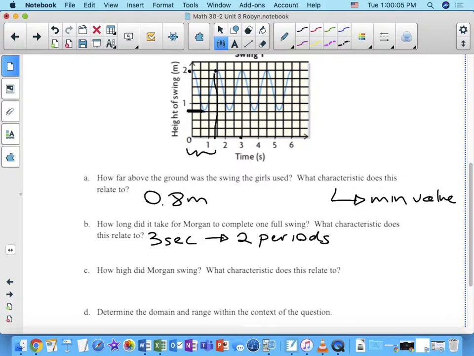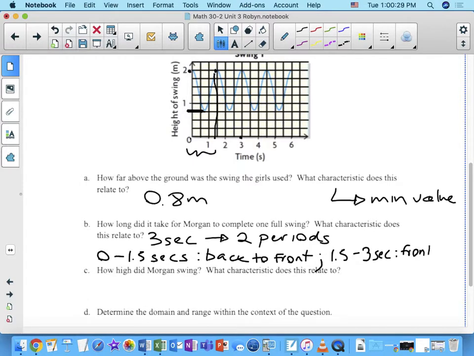So you may want to say 0 to 1.5 seconds is back to front, and then 1.5 to 3 seconds is front to back. And that is kind of true for all of the pendulums. Any pendulum problem is like that.